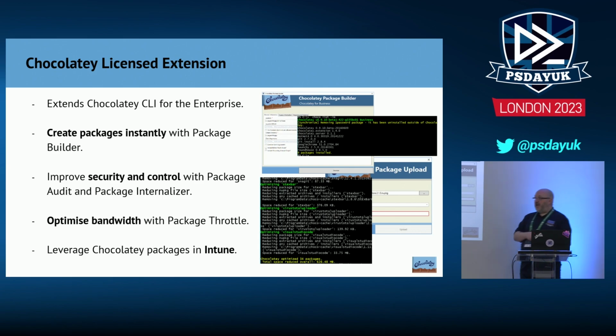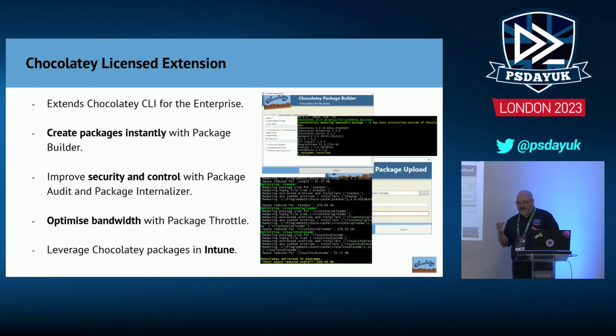because, for example, if you've got a satellite site, maybe limited bandwidth, you don't want all of a sudden all the nodes there downloading and updating those packages at the one time, so you can throttle that bandwidth of those packages being updated and optimize that. And finally, as I mentioned earlier on, you can leverage Chocolatey packages in Intune.